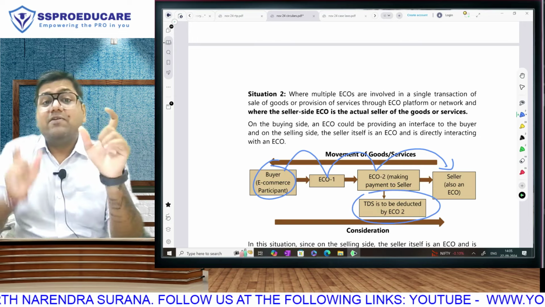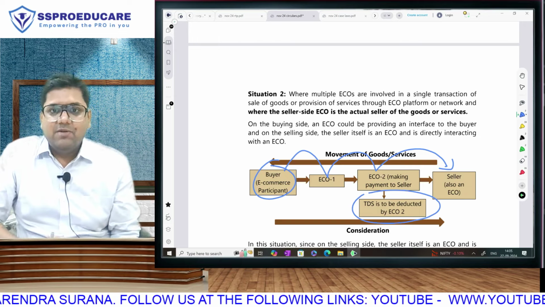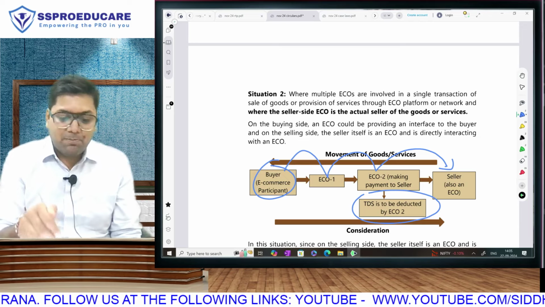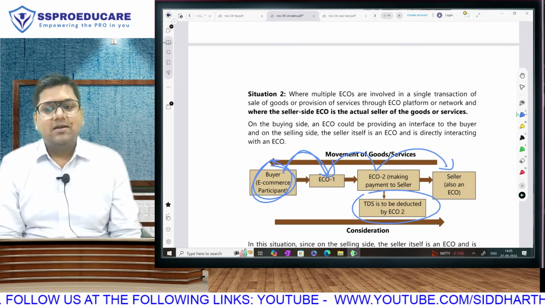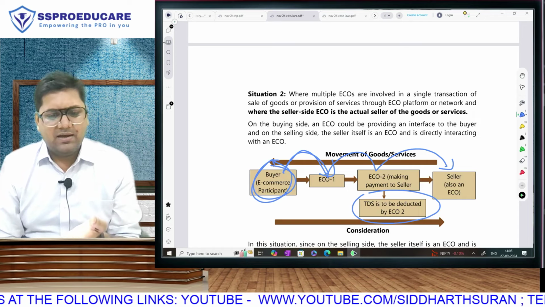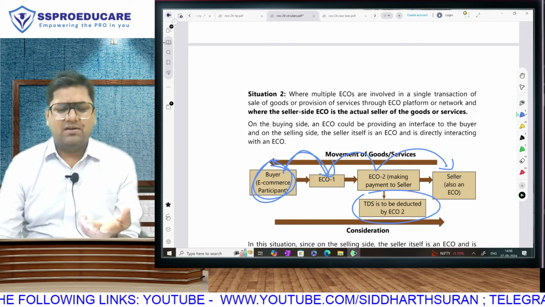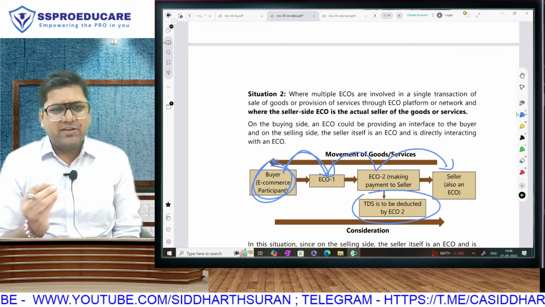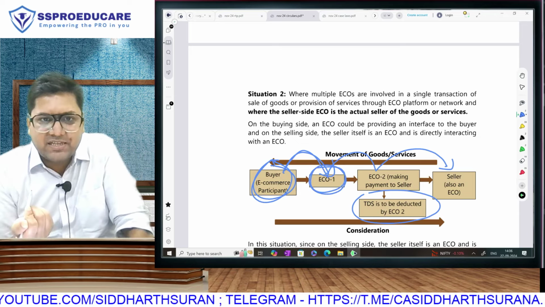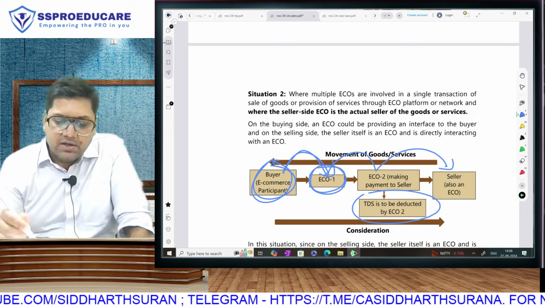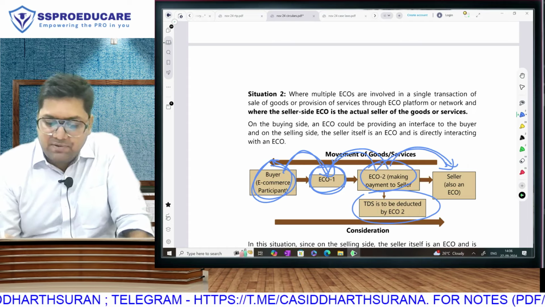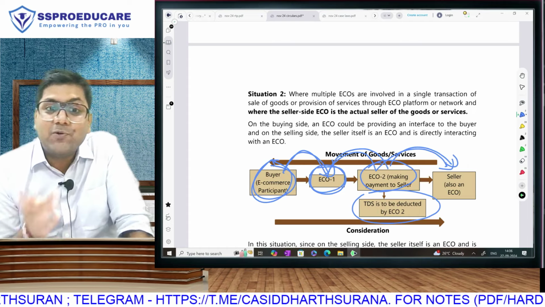See, earlier there were two apps involved, buyer side app and seller side app. But sometimes what happens, there is one transaction, but a payment aggregator is also involved. So the buyer is going to make payment to an organization, any of your payment aggregators like PayPal, EasyMoney, these payment aggregator websites, CC Avenue, Razorpay, etc. The buyer will make payment to that payment aggregator. For example, my website SS Pro Educare is tied up with CC Avenue. CC Avenue will make payment to the website like Amazon, and the website will make payment to the seller. So there are not multiple platforms involved, but there is a payment aggregator involved.